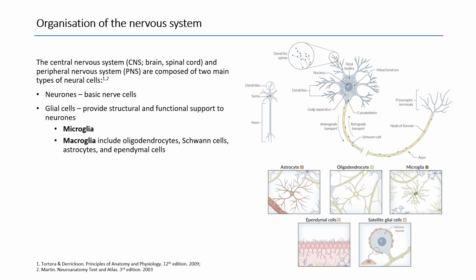You have the microglia, which provide a phagocytic role in terms of destroying invading microorganisms, removing cell debris, and promoting tissue repair. And then you also have the macroglia, which includes examples such as oligodendrocytes, Schwann cells, astrocytes, and ependymal cells, all of which have a variety of supportive functions within the nervous system.